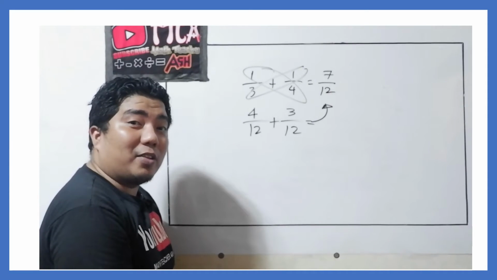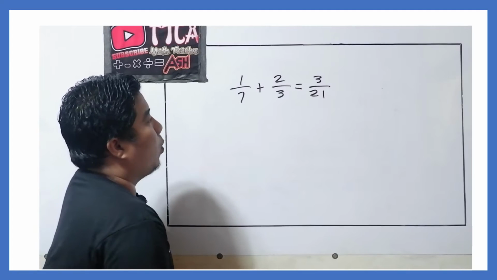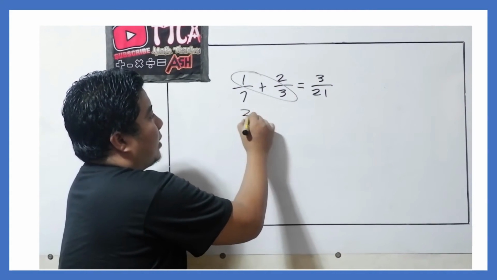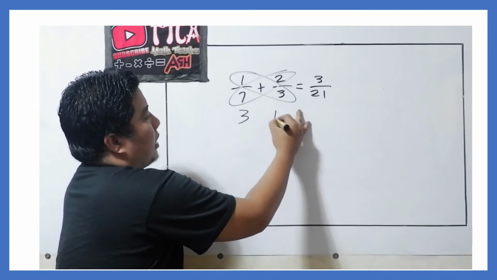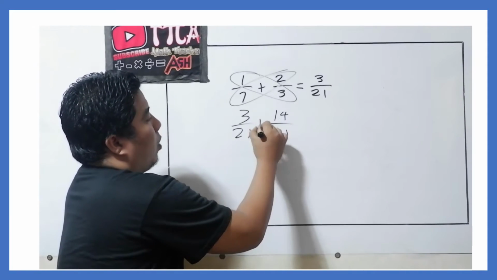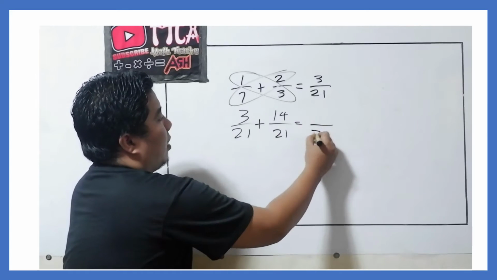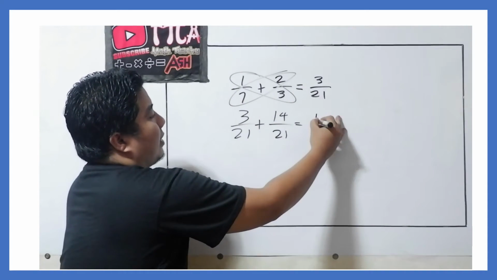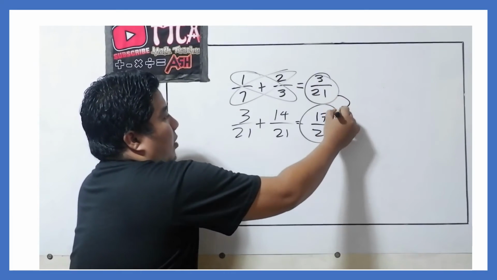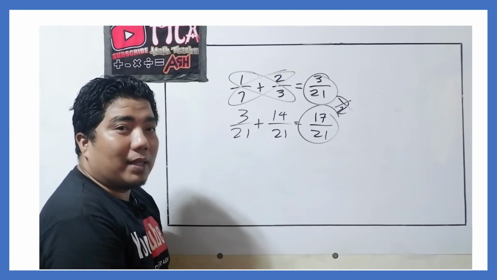Now, how about letter C? For letter C, we have 1/7 plus 2/3 is equal to 3 over 21. So, applying the butterfly method, we have 1 times 3, that is 3. 7 times 2, that is 14. 7 times 3, that is 21. We add them, okay? So, the denominator is still the same. However, if we add 3 plus 14, that is 17. And 17 is not equal to 3. Therefore, this is a wrong mathematical sentence.